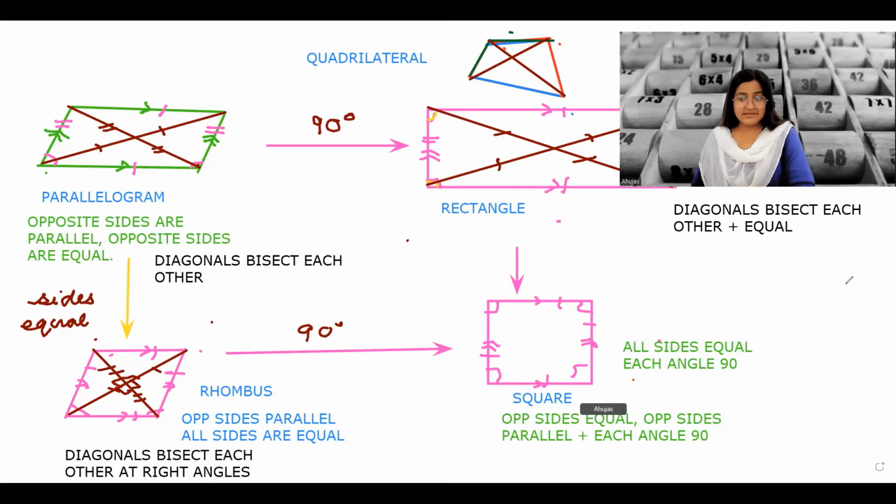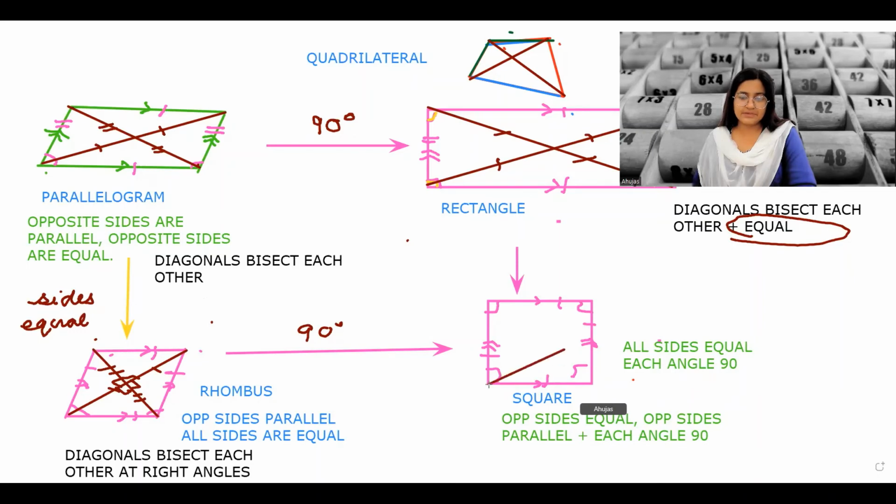As we made the angles 90 degrees, what happened to the diagonals? They become equal, right? So as we come from here to here, the diagonals will become equal. As we make this rhombus 90 degrees, they will become equal. And as you can see from the rectangle, they will become equal, and they also bisect each other at right angles, at 90 degrees.